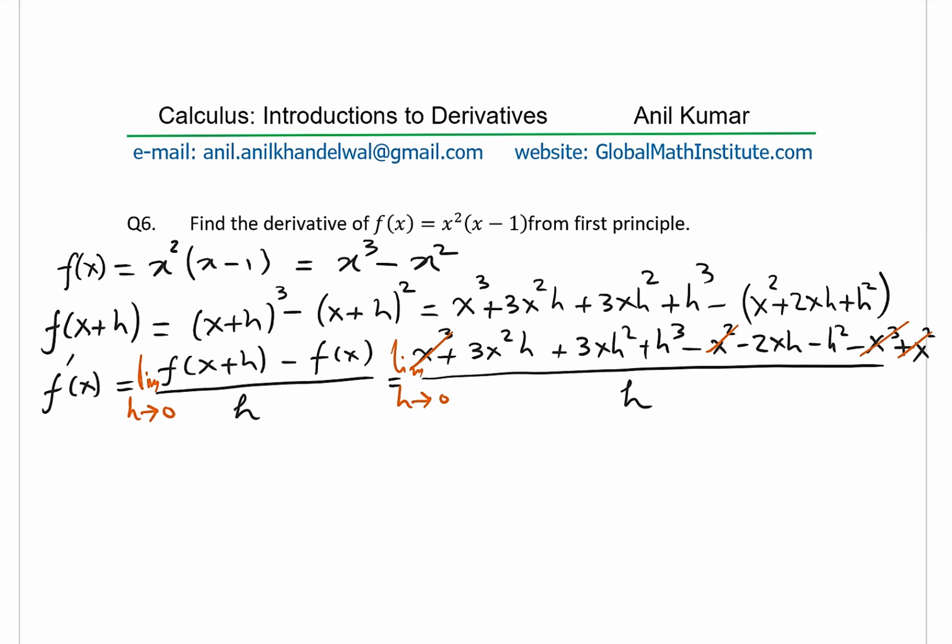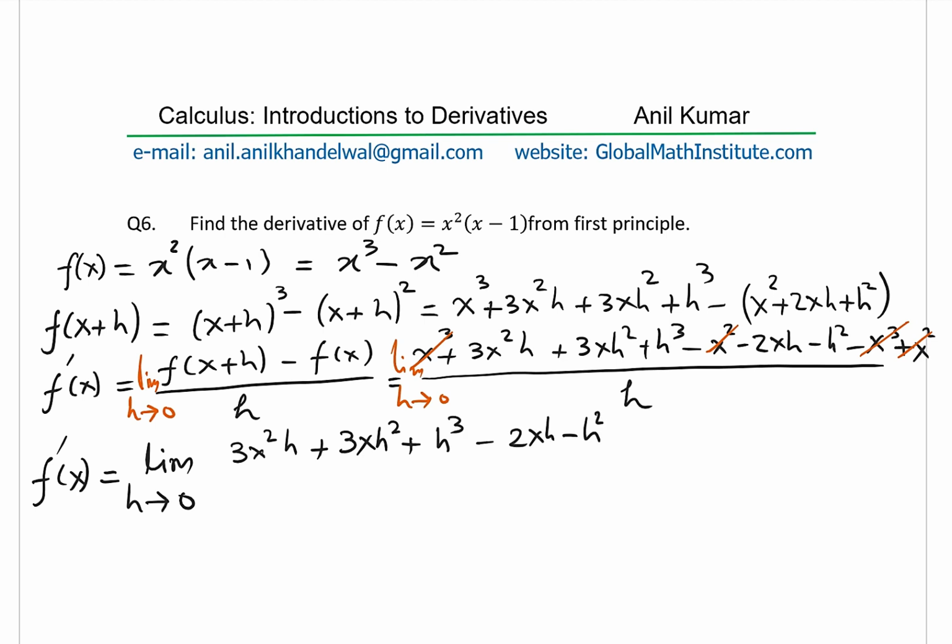Now when h is very small, in that case, you can neglect it, right? So let me rewrite this as limit h approaches 0. And here we get what? We get (3x square h plus 3xh square plus h cube minus 2xh minus h square) over h. Now h is common, so we can write this as limit h approaches 0.